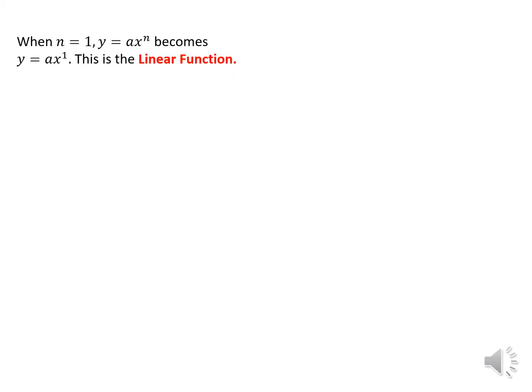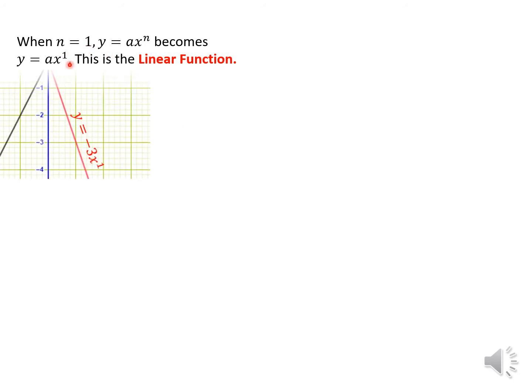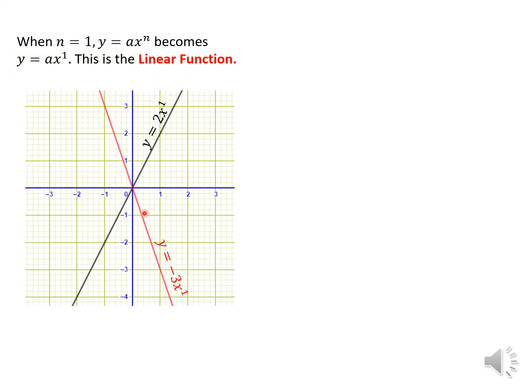Another type is when that n, or that power, equals 1. Here I've drawn the graph of y = 2x raised to the power of 1. This is nothing but the graph of y = 2x, which are linear functions. And if you decide on -3x, obviously because it's negative, the graph is going to go in a downhill direction. These are called linear functions, but they all belong to the family of power functions.